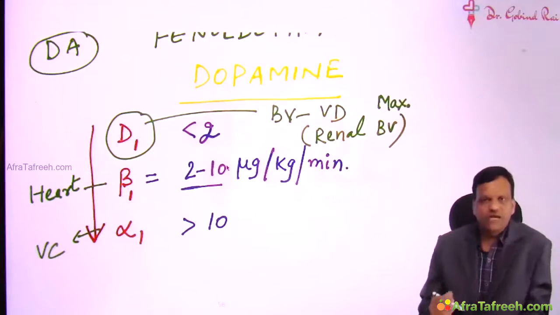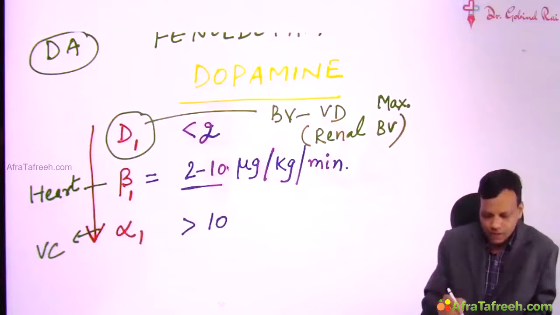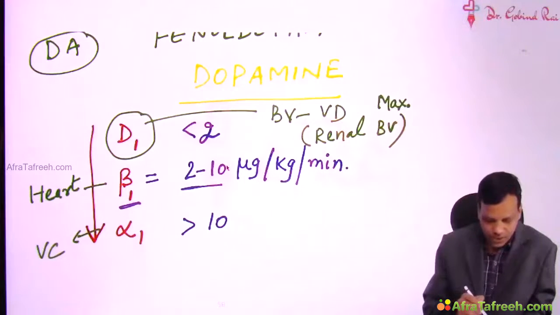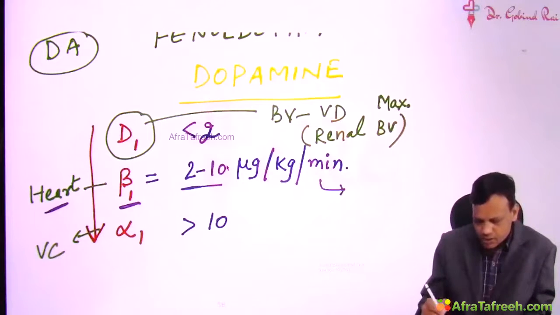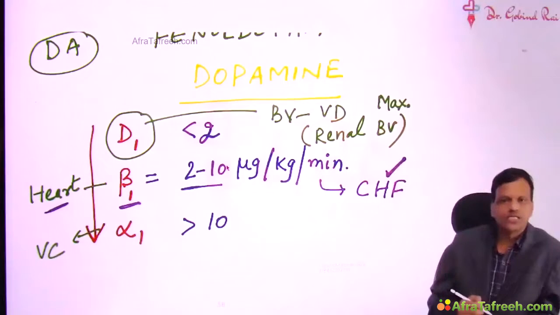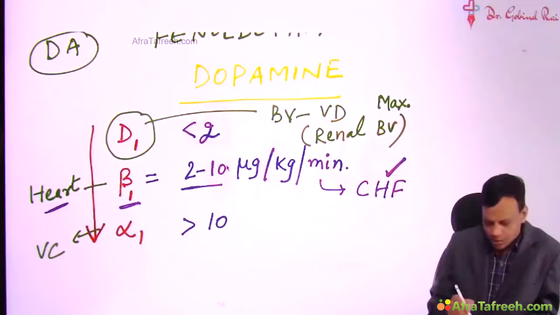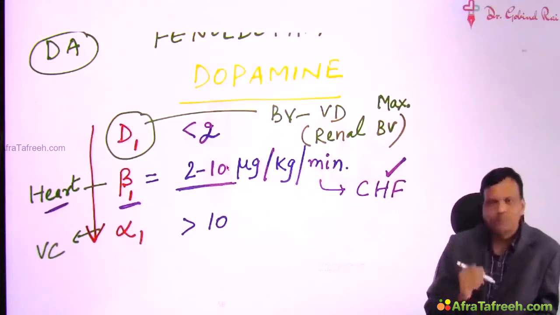So based on that, we can find the uses of dopamine. Dopamine stimulates the beta 1 receptors, which means it will stimulate the heart. So in which condition do we want to stimulate the heart? Yes, in congestive heart failure. So dopamine is used in congestive heart failure, and the dose of dopamine will be 2 to 10 microgram per kg body weight per minute.